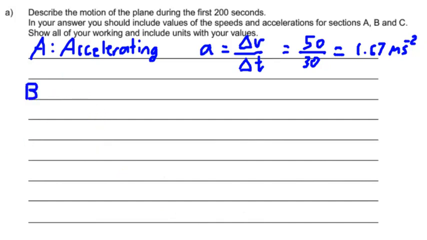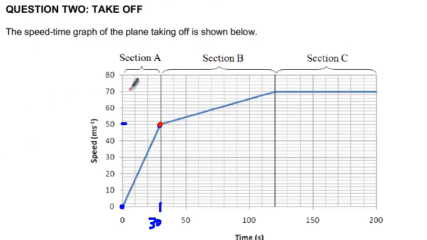In section B, the plane goes from 50 meters per second all the way up here to 70 meters per second. Okay, so this change in velocity is 50, 60, 70, is 20 meters per second is what that velocity changed by. And how long did it take to do that? Well, it took from 30 seconds all the way up here to 120 seconds. So that change in time, 120 minus 30, is 90 seconds.